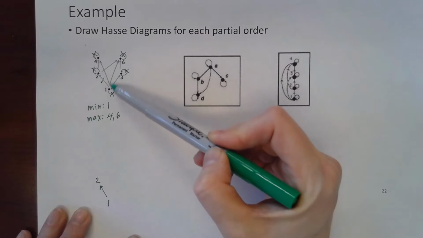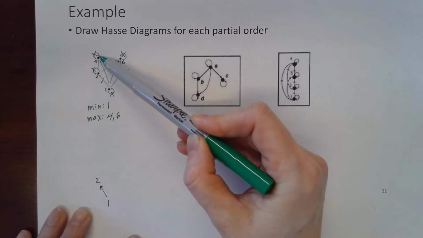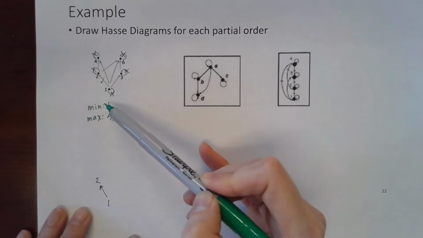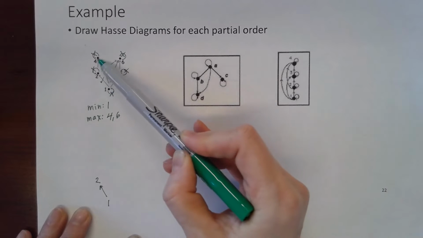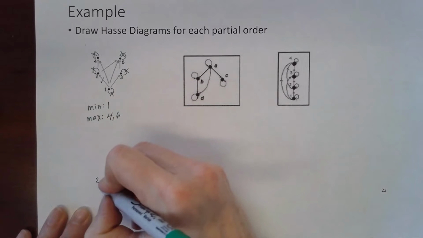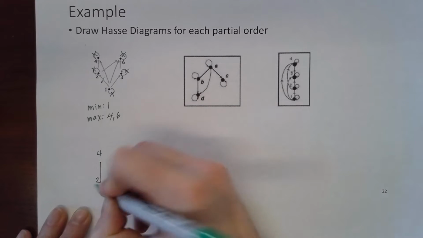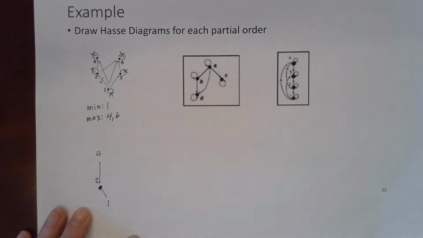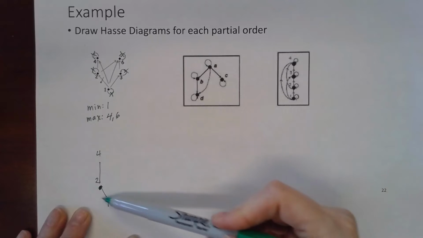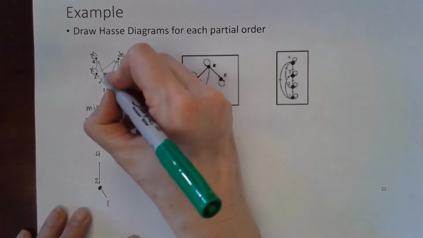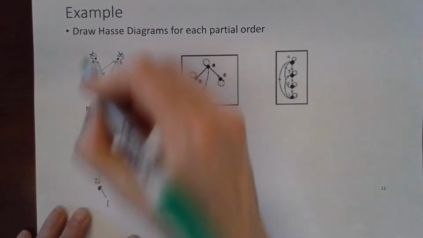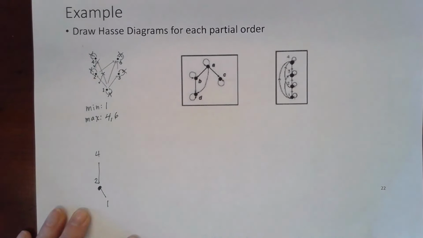That's like a transitivity edge, right? 1 goes to 2, 2 goes to 4, and then because of the transitivity property, 1 goes to 4 as well. But if we add 2 to 4 in here, we don't need an arrow for 1 to 4. Then we automatically have an upward path from 1 to 4. We don't really need this edge. We just need these 2 edges.